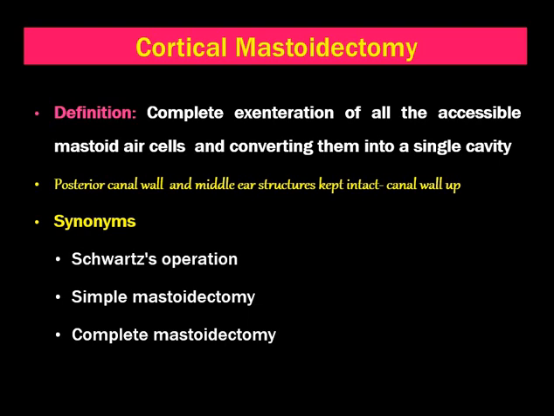What are the synonyms? In the exam, you may be asked about the synonyms of cortical mastoidectomy. They are Schwartz operation because Schwartz described this surgery. Simple mastoidectomy because this is a simple surgery to exenterate the air cells. Or complete mastoidectomy, because we try to remove all the accessible mastoid cells of the system.